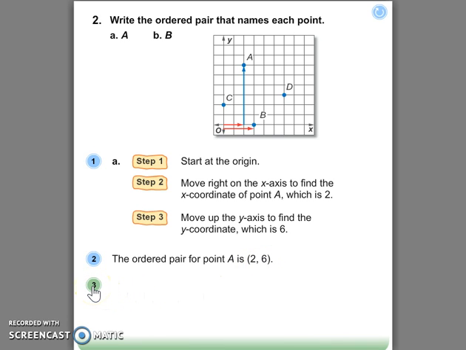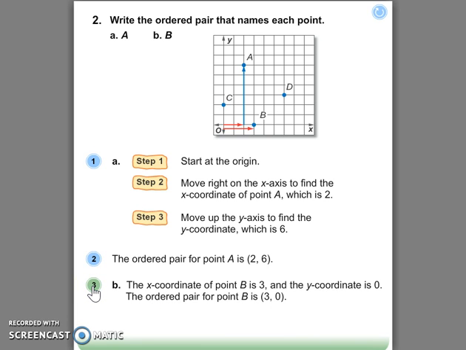If I wanted to go to B, I go over to the 3rd elevator. So I start at the origin. I go over 1, 2, 3, but I don't go up and down at all. So my y coordinate would be 0.